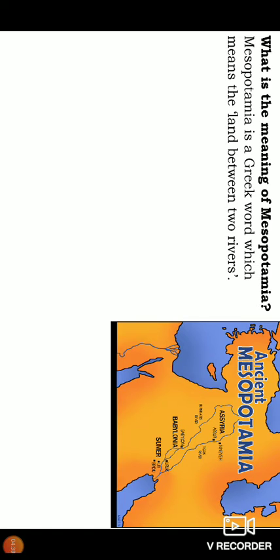Akkadians were nomadic tribes. They conquered Sumar and continued many aspects of Sumerian culture. And the important king was Sargon I. And he strengthened the empire. Agade was their capital.